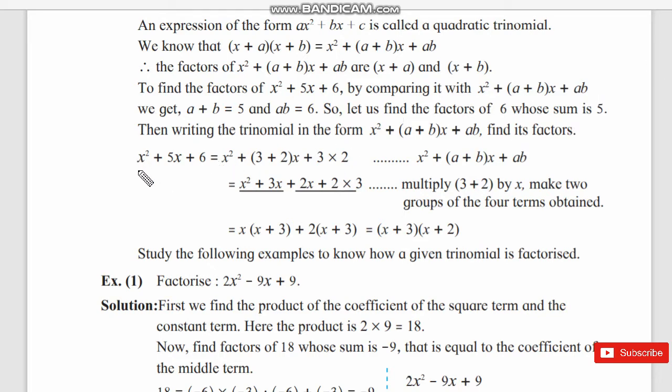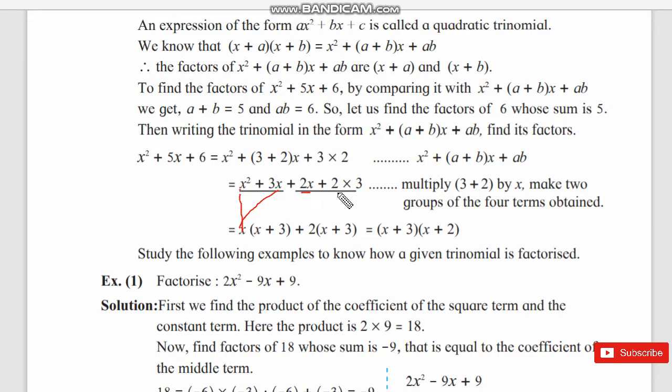Here are the three terms, 1, 2 and 3. When we split the middle term, we get 4 terms. This is the first term, the second term, the third term, and the fourth term. Here we make groups of 2. This is the first group, x square plus 3x, and this is the second group, 2x plus 2 into 3. Now we take the common factor in both groups. In x square and 3x, we get x as the common factor.